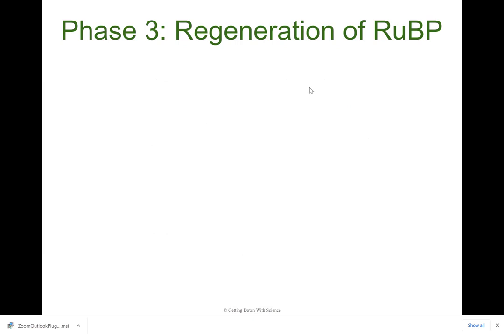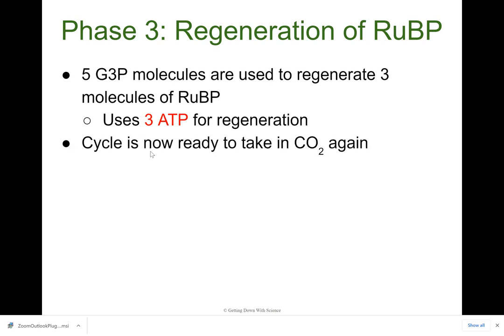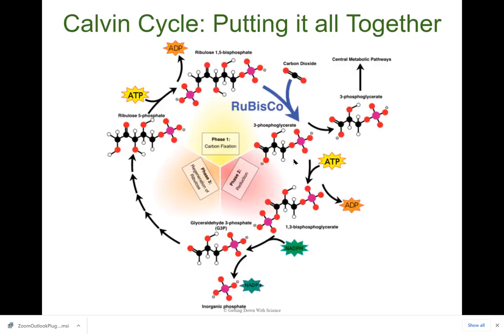So phase 3 is the regeneration of RUBP. And those 5 G3P molecules that were left are going to be used to regenerate 3 molecules of RUBP. We use 3 ATPs for this regeneration. So it's going to take some more of our energy that we made in the light reactions to reset this to run the system again. Once we have RUBP recreated, we're ready to take in the carbon dioxide again and go through the process.